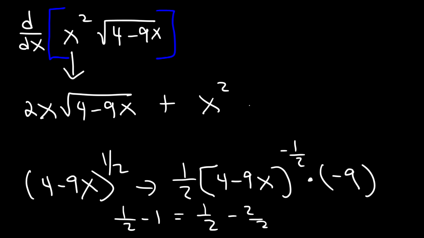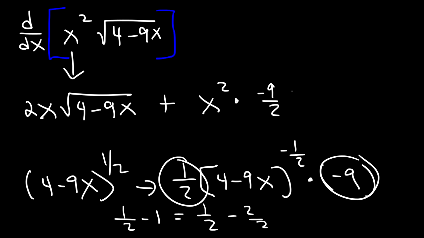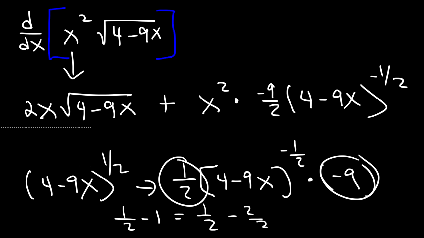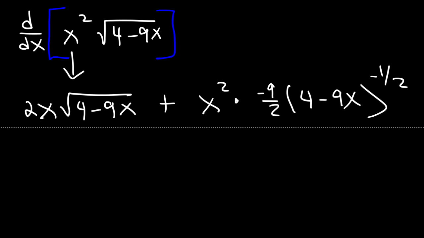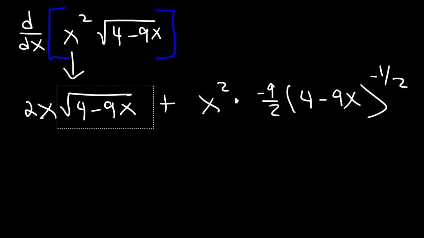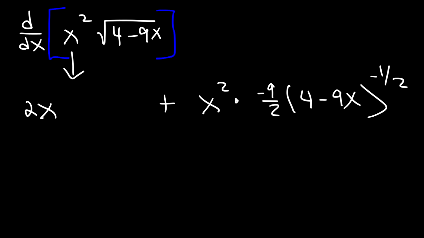So that's what we have now. So I'm going to combine these two. So that's going to be times negative 9 over 2, and then 4 minus 9x raised to the negative 1/2. Now I'm going to rewrite this expression. So let's erase it first, and let's write it as a rational exponent. So it's 4 minus 9x to the 1/2.